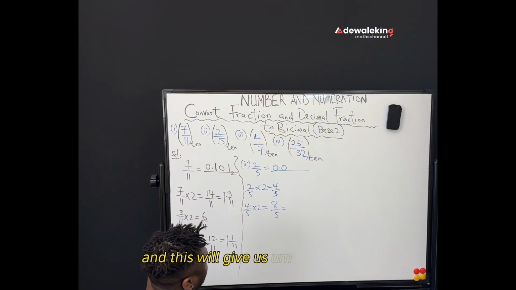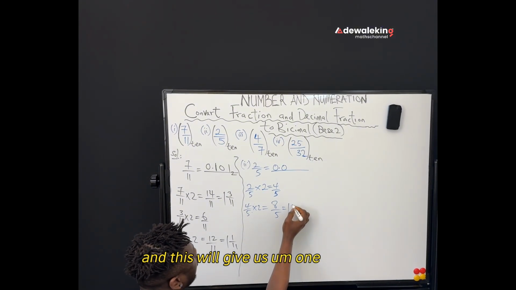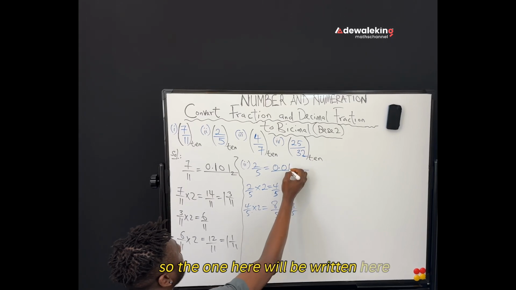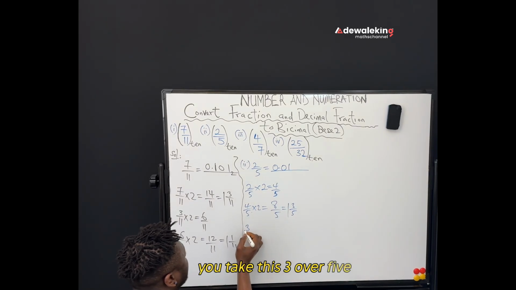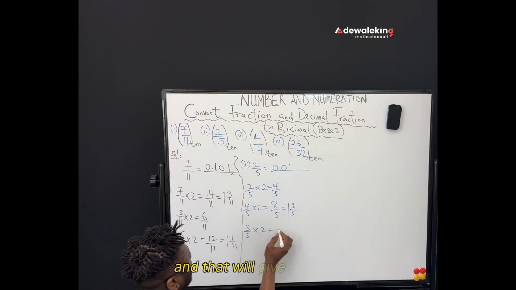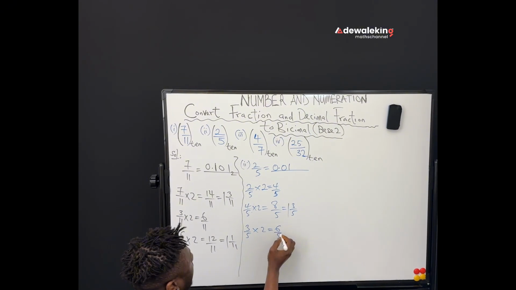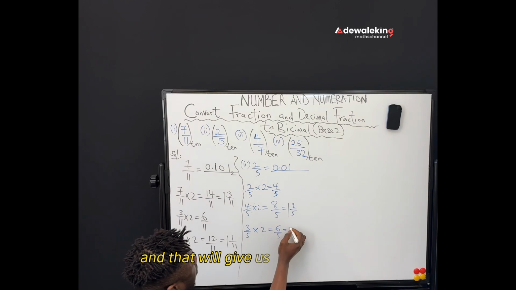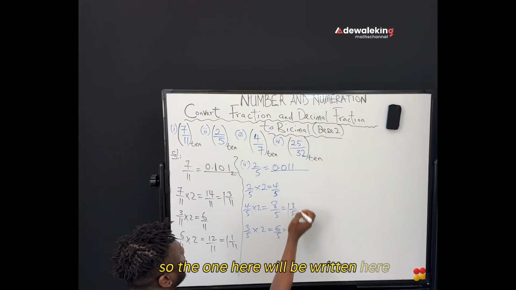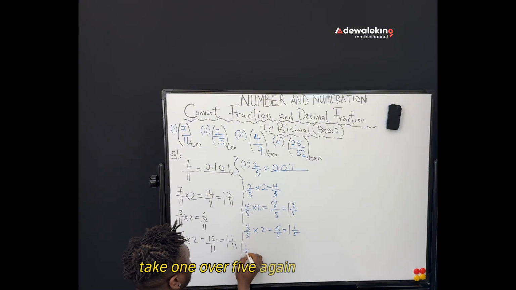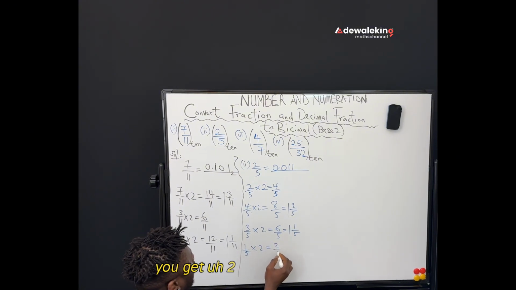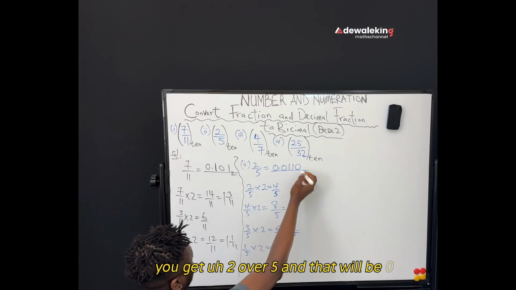will give us 1 whole number 3 over 5. So the 1 here will be written here. You take this 3 over 5, you multiply by 2 again, and that will give us 6 over 5, and that will give us 1 whole number 1 over 5. So the 1 here will be written here. Take the 1 over 5 again, you multiply by 2, you get 2 over 5, and that will be 0.